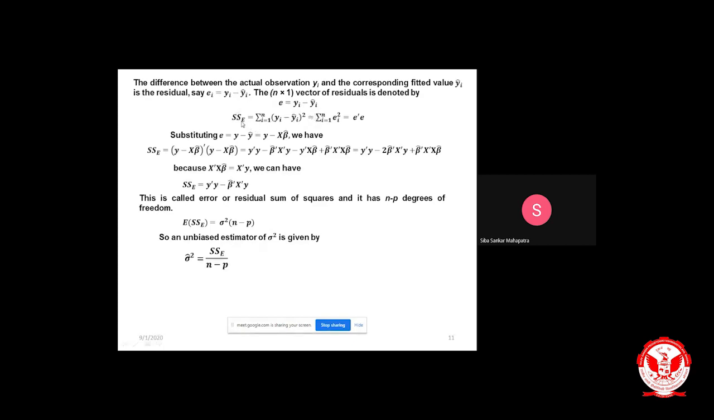So the sum of squares of the error, or the sum of the squares of the residual, can be given by E transpose E. Now substituting all these values and simplifying, you can get the sum of squares for the error as y transpose y minus beta hat transpose x transpose y. Then this unbiased estimator of sigma squared can be given by the sum of the square of the error divided by n minus p. This is the theoretical aspect that we get.